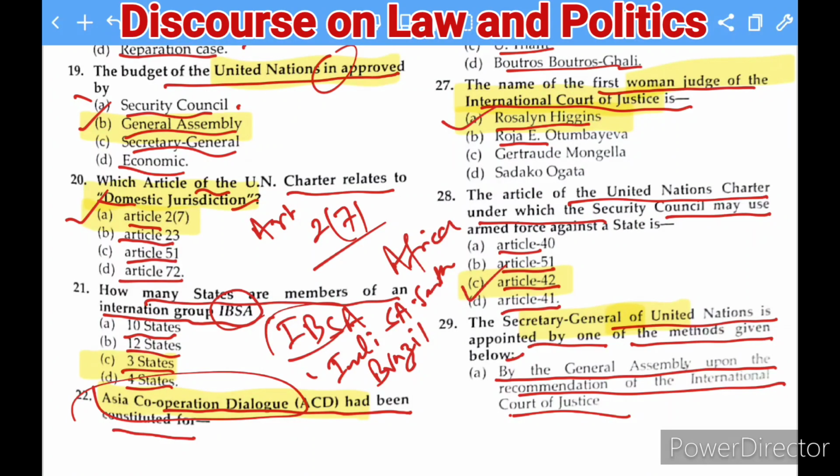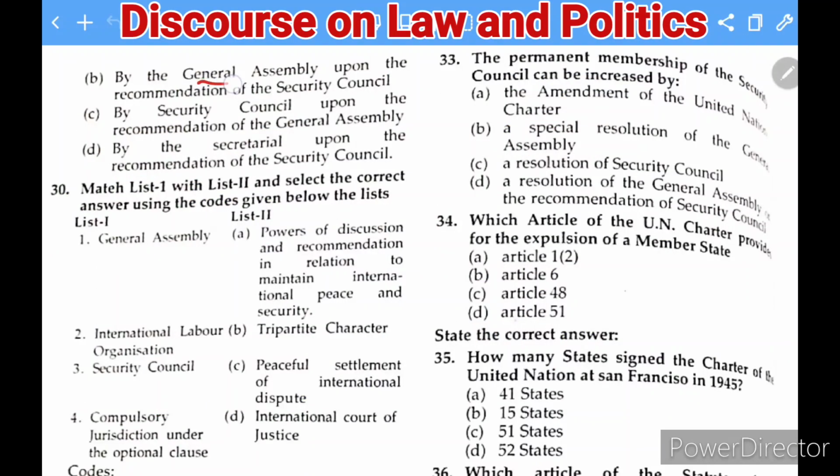Okay. Moving to the next option. The next option is by the General Assembly upon the recommendation of the Security Council. The third option, Security Council upon the recommendation of the General Assembly. And the last one, by the Secretariat upon the recommendation of the Security Council.